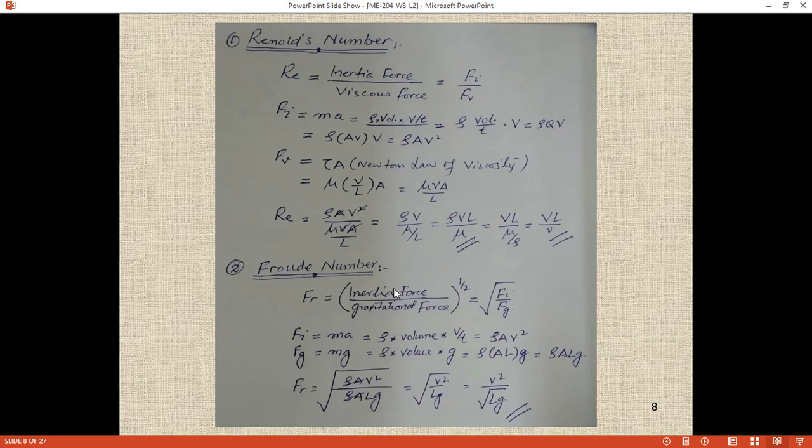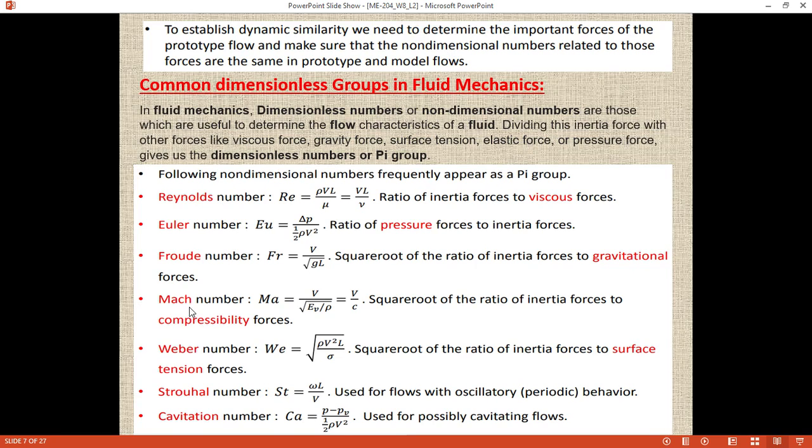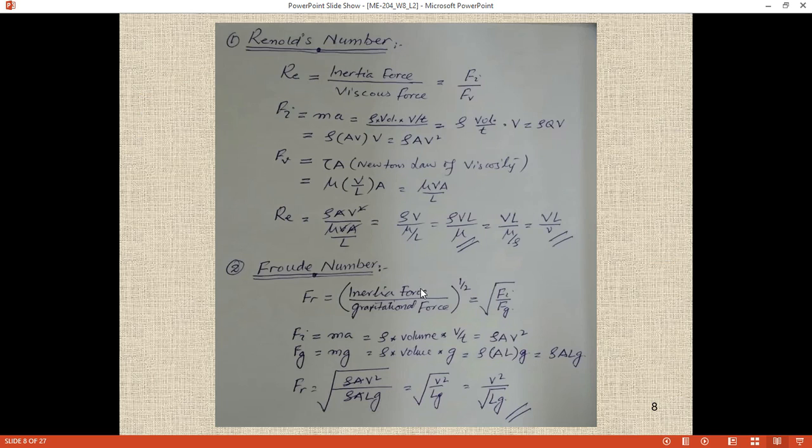Another important number is the Froude number. So what is the Froude number? The Froude number is the square root of the ratio of the inertia force to the gravitational force. So let's see the Froude number. It is the square root of the inertia force over the gravitational force.